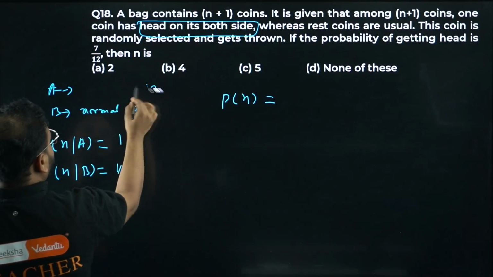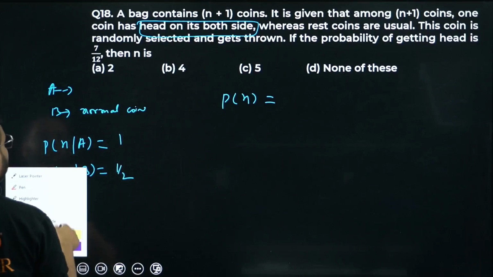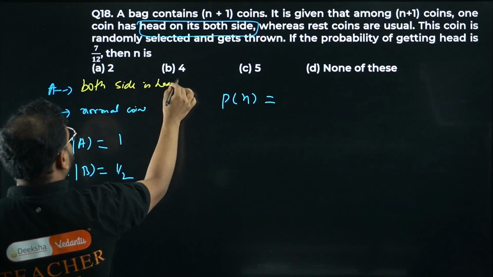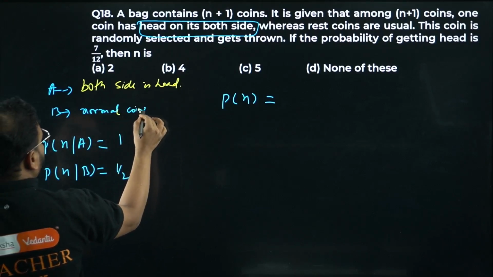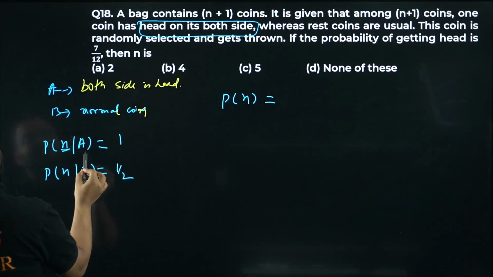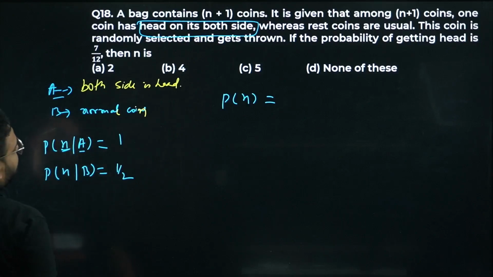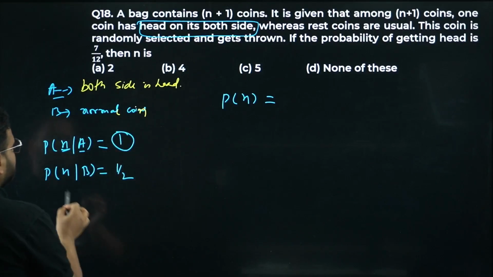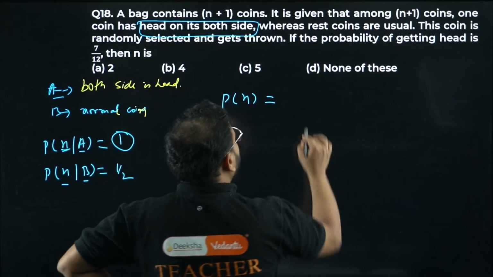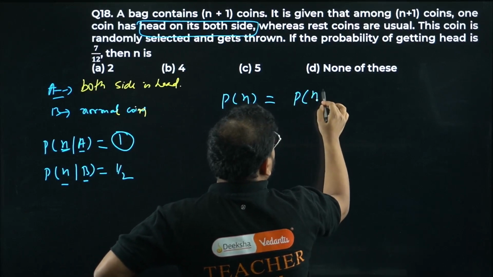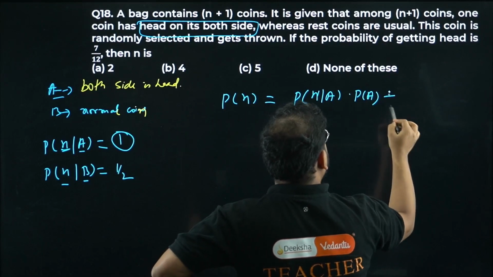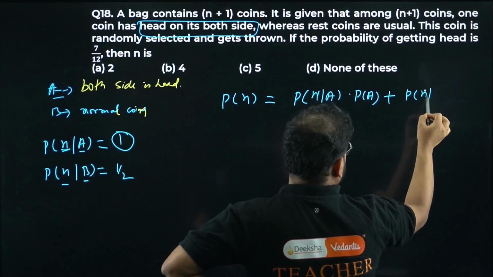Event A is representing that both sides have head. This is the normal coin. So getting head from the first event category will be 100% chance, and head from the second, normal coin will be 1 by 2 chance. So I can get head in both ways possible: head from the both-side head coin, plus head from the normal coin.